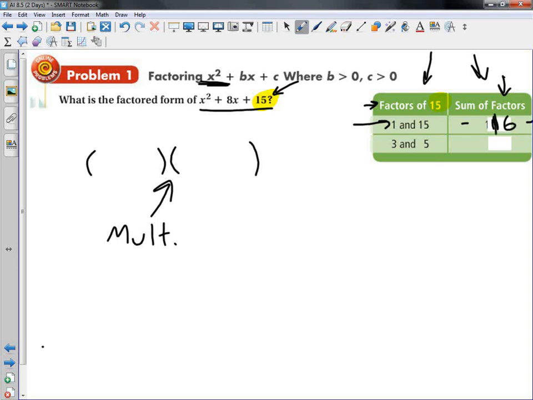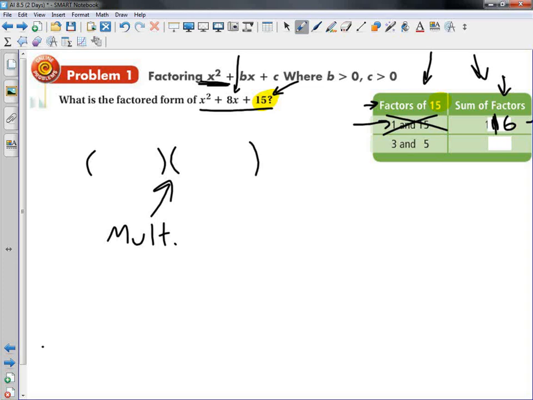All right. Well, now what we want to do is check that 16, that sum of the factors, with our middle number, and we want to make sure that they're the same. So if we look at this, we see that 8 and 16 are not the same. So 1 and 15 is not the numbers that I'm looking for.